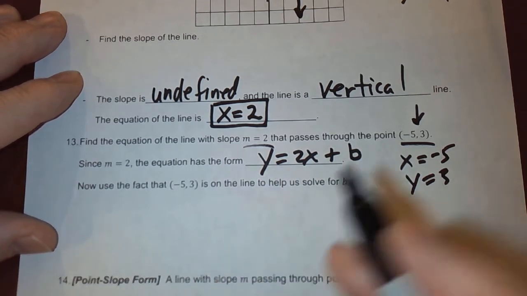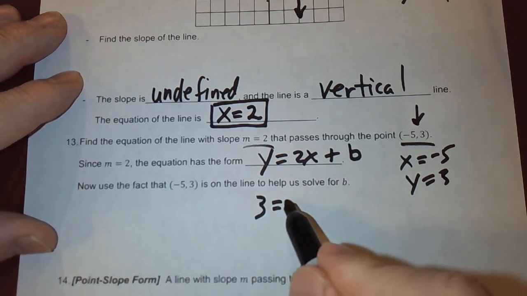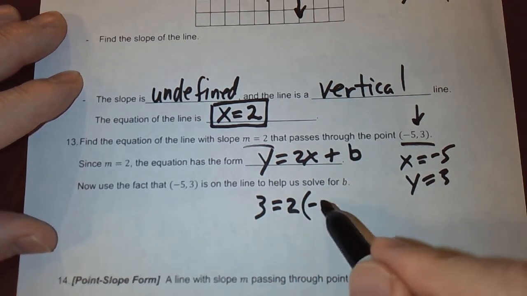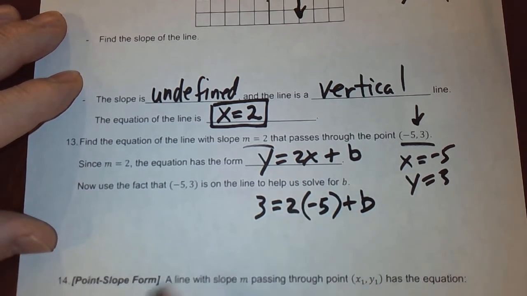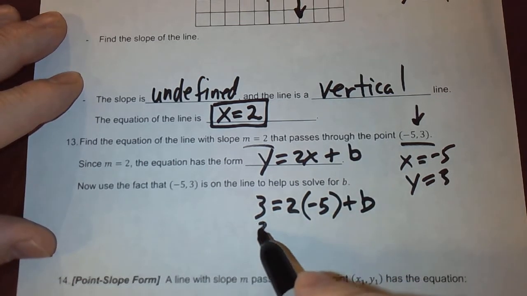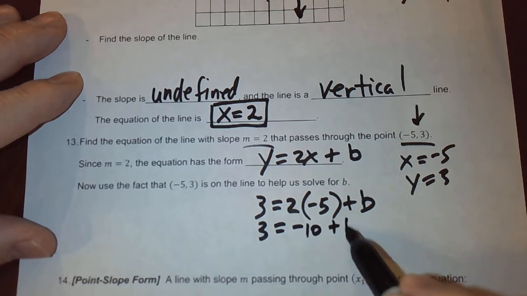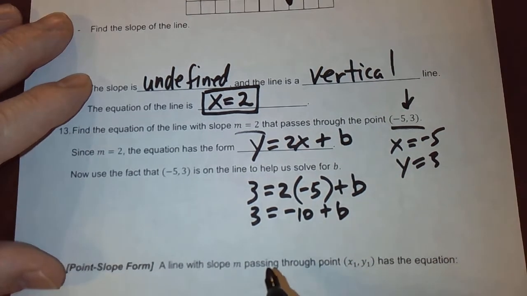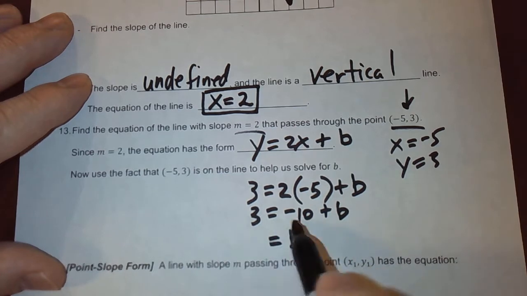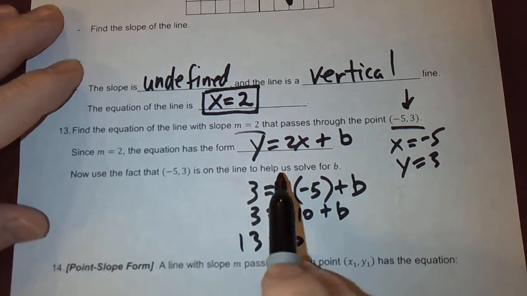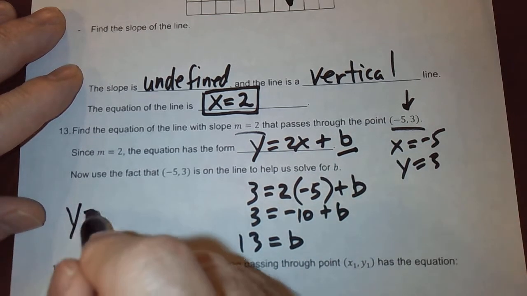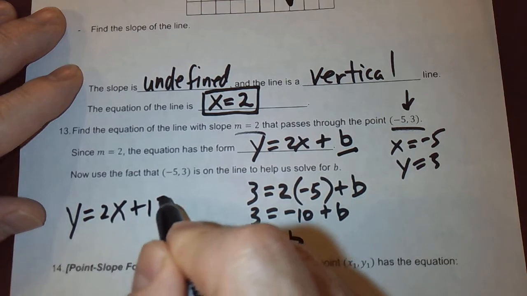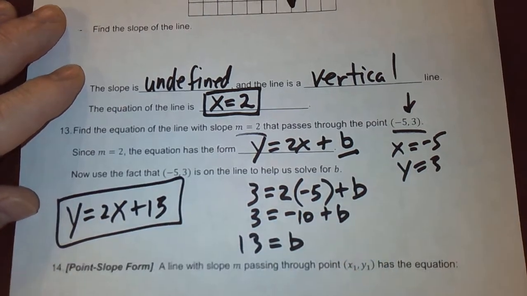So y being a 3 equals 2, x being a -5, plus b. I think I erroneously said we're looking for x, we're looking for b. So then that's 3 equals -10 plus b. Add 10 to both sides, and we get b equals 13. So y equals 2x plus 13. That's the equation of the line.